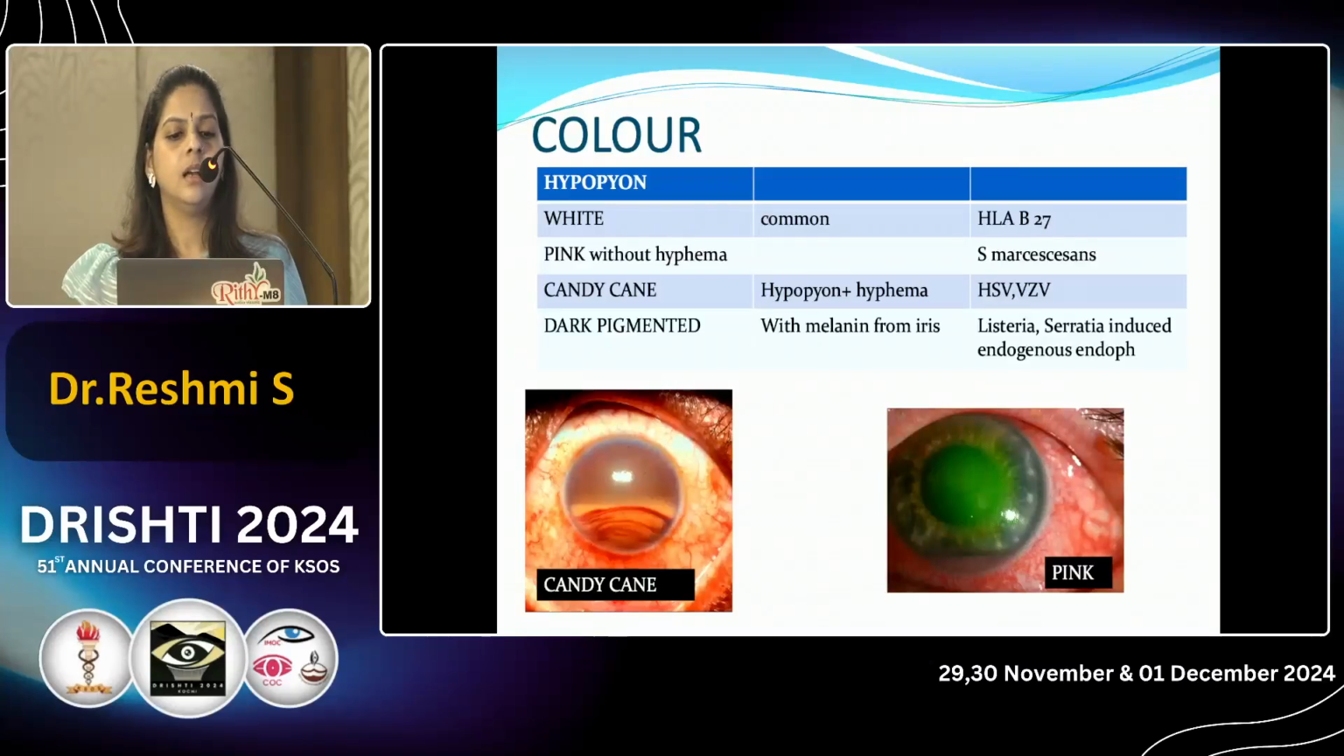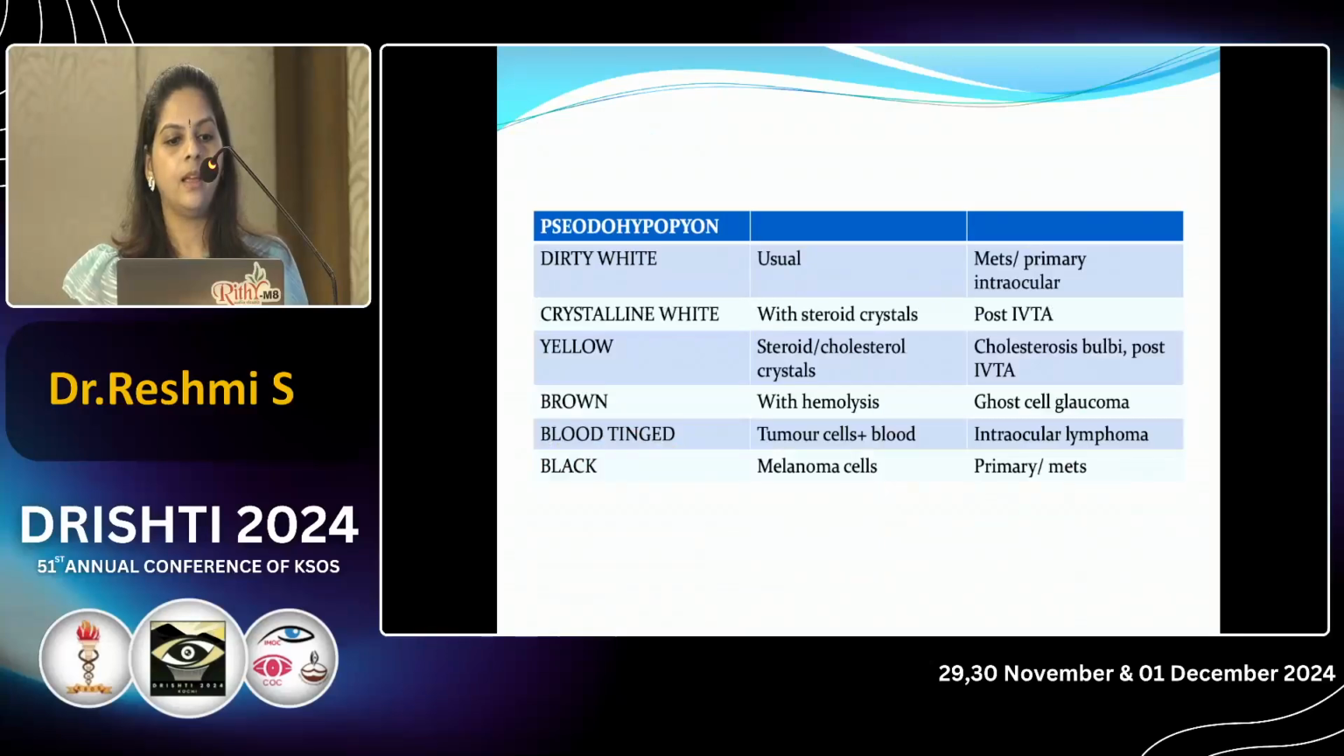Based on the color, hypopyon is commonly white in color as in HLA-B27. It can be pink without hyphema in Serratia. Candy cane, that is a mixture of hypopyon and hyphema, in viral infections. Dark pigmented with melanin hypopyon is seen in Listeria and Serratia-induced endophthalmitis. Pseudohypopyon is usually dirty white in color as in metastasis and primary tumors. Crystalline white is seen in post-IVTA patients.